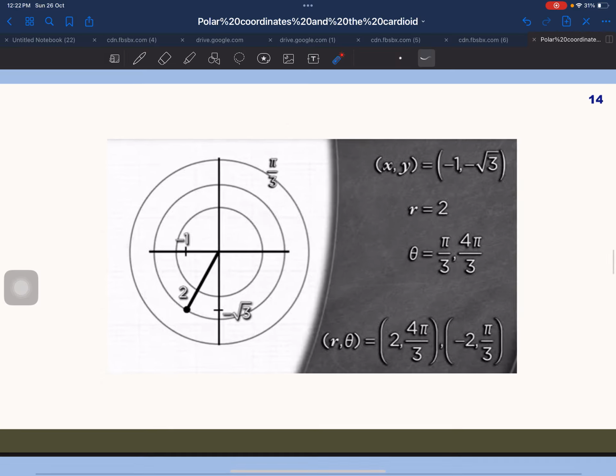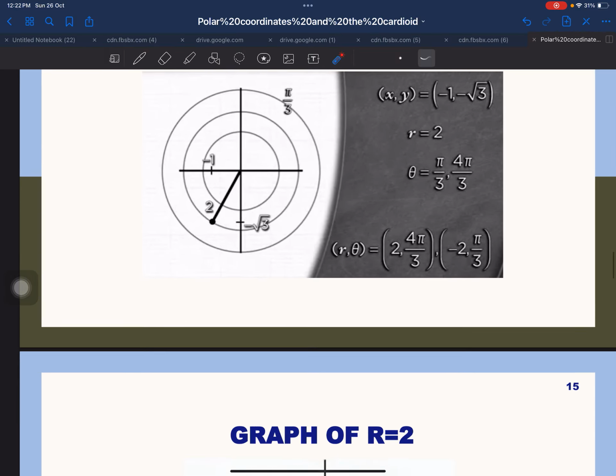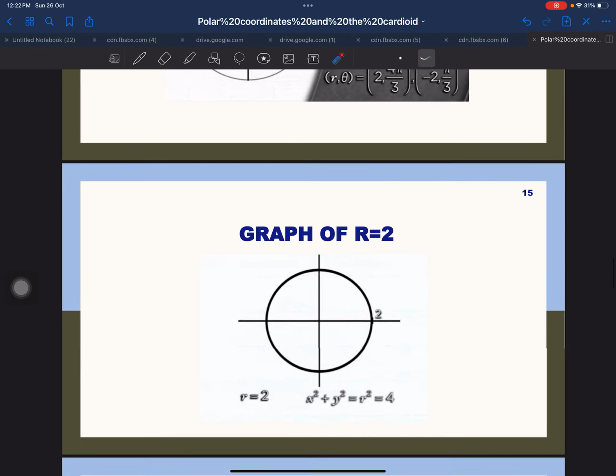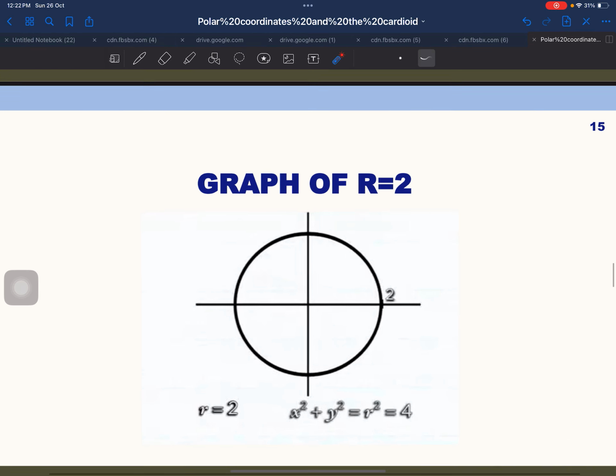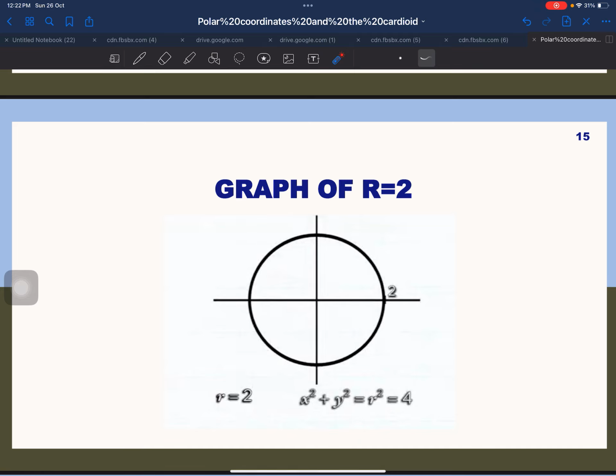Now we proceed to some graphing functions in the polar coordinate system. What does r equal to 2 look like? Suppose I say r is equal to 2. What does the graph look like? Well, that means the distance to the origin is 2 units.